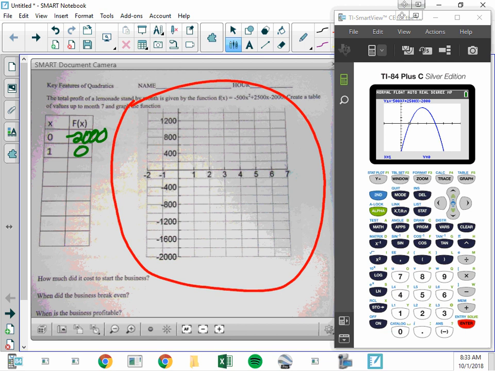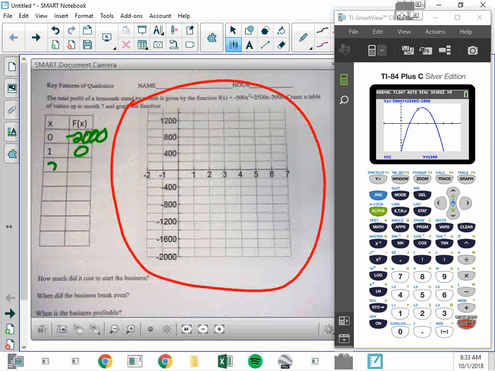And then if I want to know what the answer for 2 is, once you've already pushed trace once, you don't need to push it again. So I can just type in 2. So 2 comma 1000.